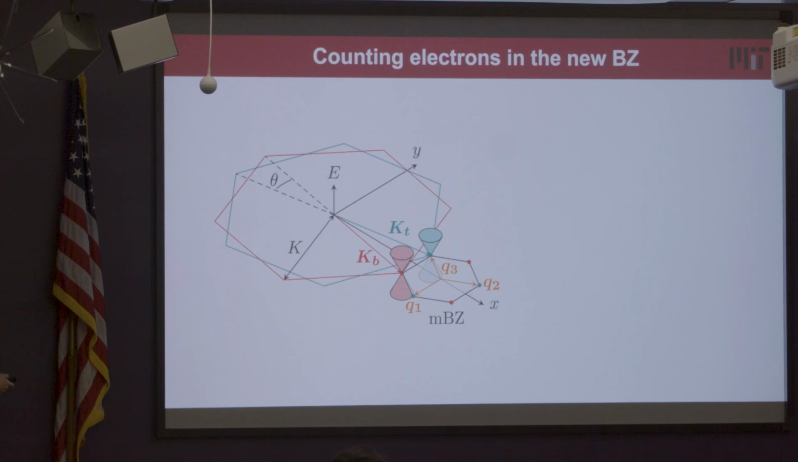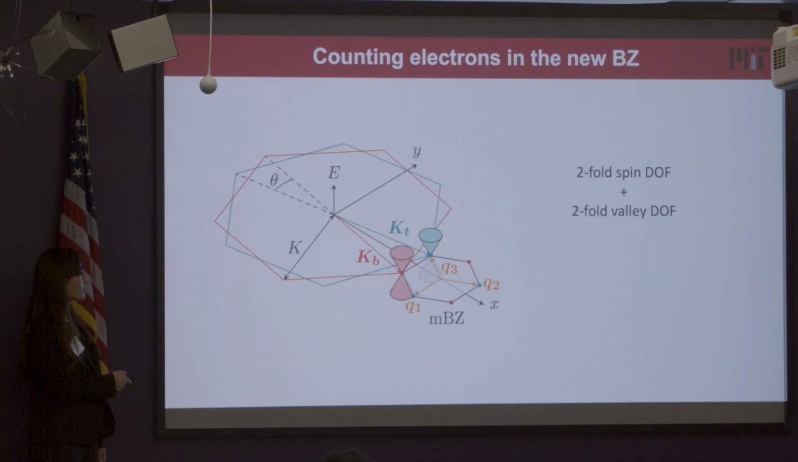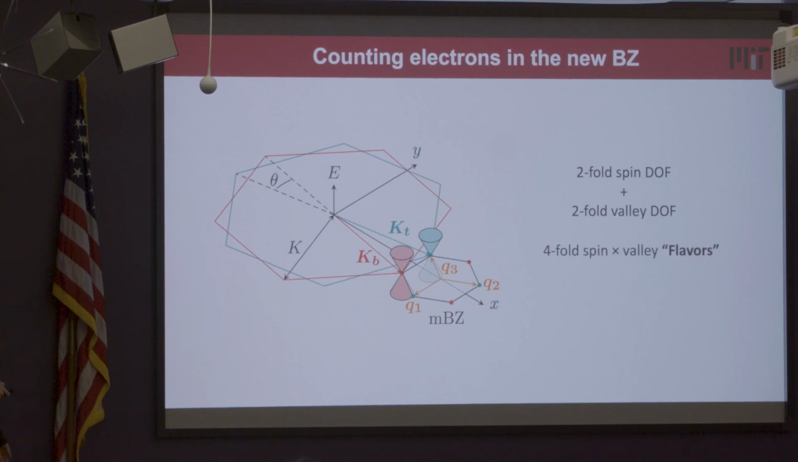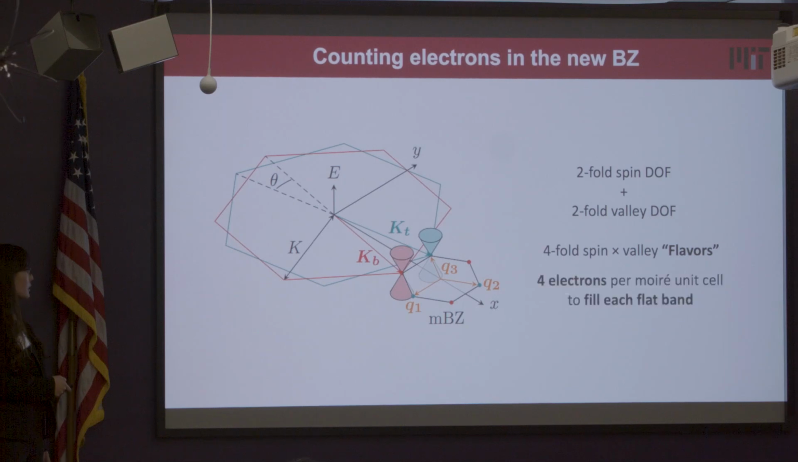When we achieve this kind of new mini Brillouin zone by twisting 2 layers, 3 layers, 4 layers, whatever number of layers of graphene, you still have the twofold spin degree of freedom and twofold valley degree of freedom that comes from monolayer graphene. So in total, you still have 4-fold spin and valley isospin or flavor degeneracy in the system. That means you require 4 electrons or 4 holes per new moiré unit cell to fill each of the flat bands in either direction. So you need 4 electrons to fill the positive flat band, and 4 holes to fill the negative flat band.